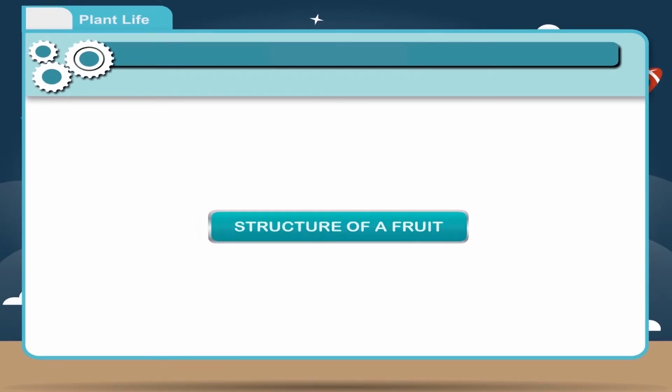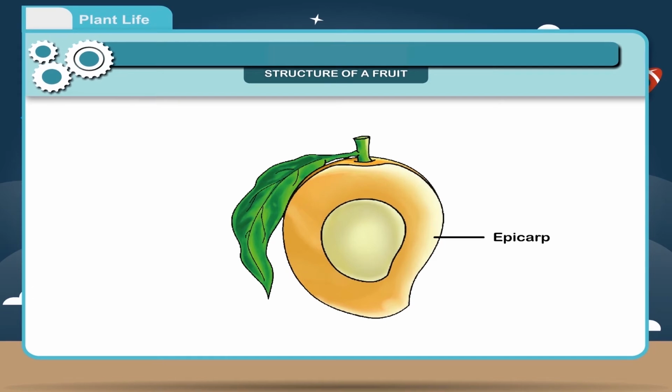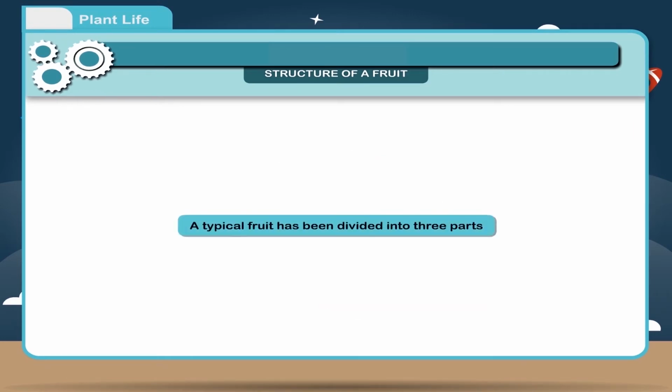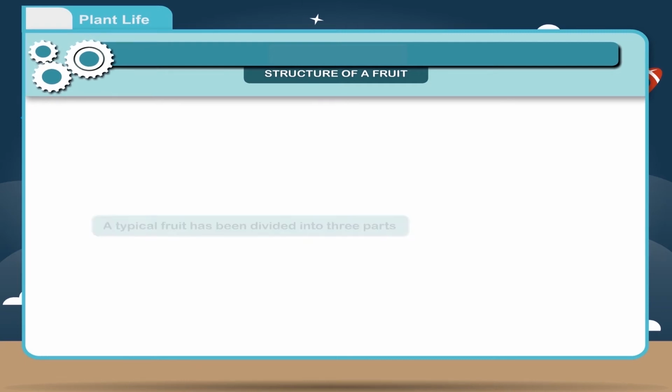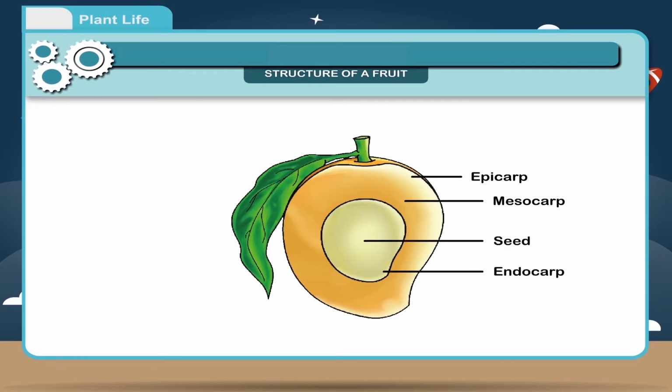Structure of a fruit. After fertilization, the ripened ovary develops into a fruit. The ovary wall gives rise to the fruit wall. The fruit may be fleshy, juicy, or dry. A mature fruit consists of pericarp and seeds. A typical fruit has been divided into three parts. 1. The outer wall or layer is called epicarp. 2. The middle fleshy layer is called mesocarp. 3. The innermost hard portion that encloses the seeds is called endocarp.